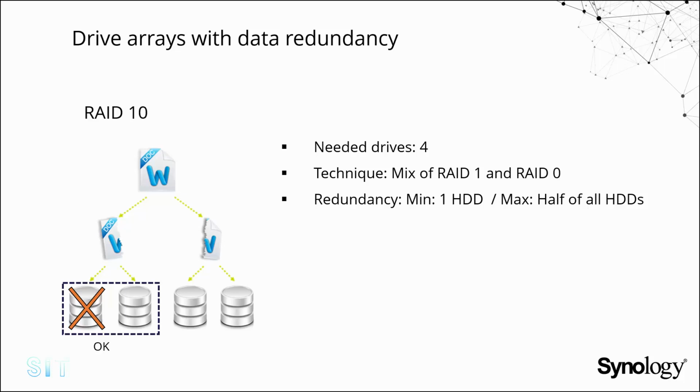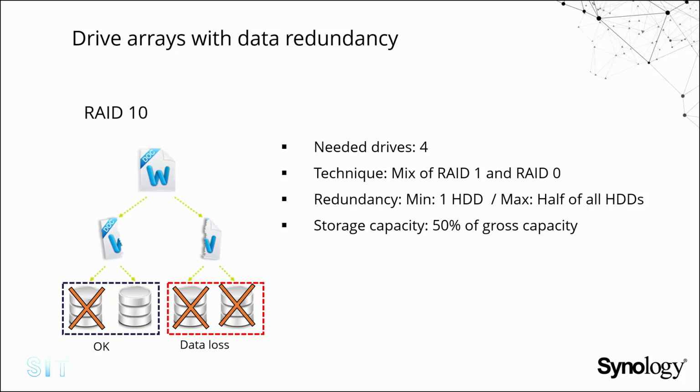In short, when using 10 HDDs, the RAID 10 can handle a maximum of 5 hard drive failures as long as they don't belong to the same RAID 1 pair. Due to the high redundancy, even with RAID 10, we only have 50% of the total hard drive capacity available. With RAID 10, we always have to add 2 hard drives to expand the storage capacity.